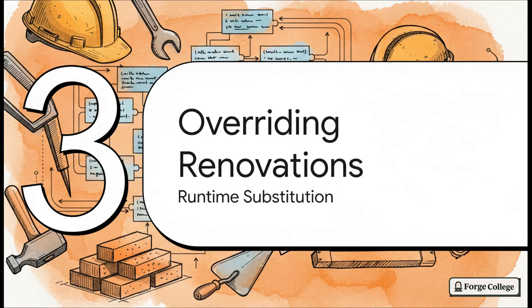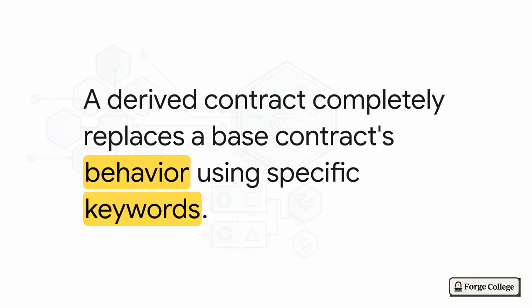Okay, flipping the page to Section 3, Overriding. Time to put on our renovation hard hats. So while overloading gives us those multiple doorways, overriding is a runtime substitution mechanism. This is where a derived or child contract completely replaces a base contract's behavior.